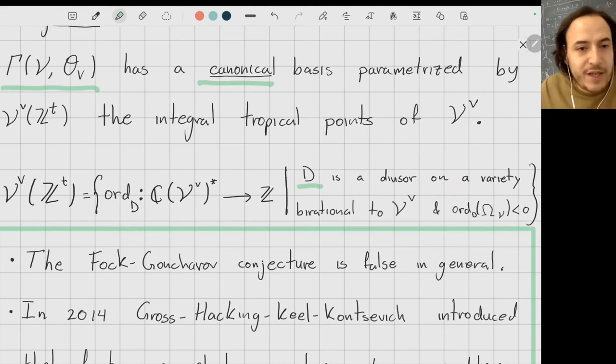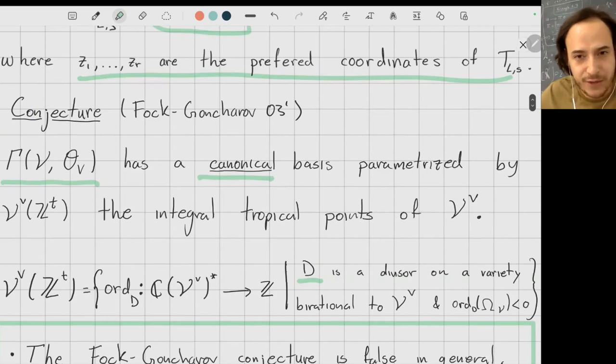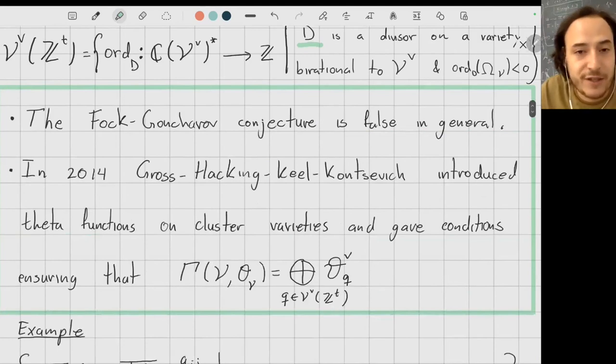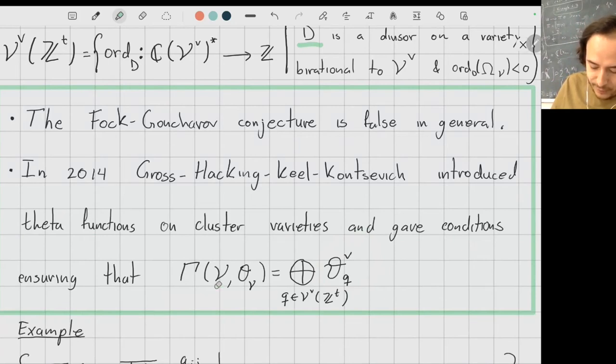I will give an example of a case in which this conjecture holds, actually the trivial example. I will reframe this conjecture in the context of toric geometry so that you can relate to it if it looks very abstract. First of all, let me say that this conjecture is false in general. That was proven by Gross, Hacking, and Keel, maybe in 2012. And then in 2014, Gross, Hacking, Keel, and Kontsevich introduced theta functions on cluster varieties. These are a particular kind of global functions on my variety, and they gave conditions for these theta functions to be a basis of this space.